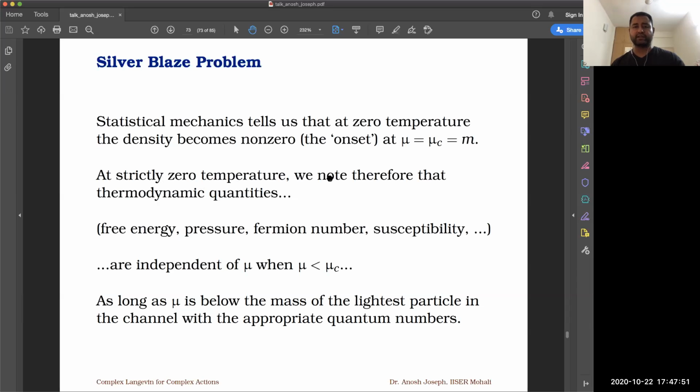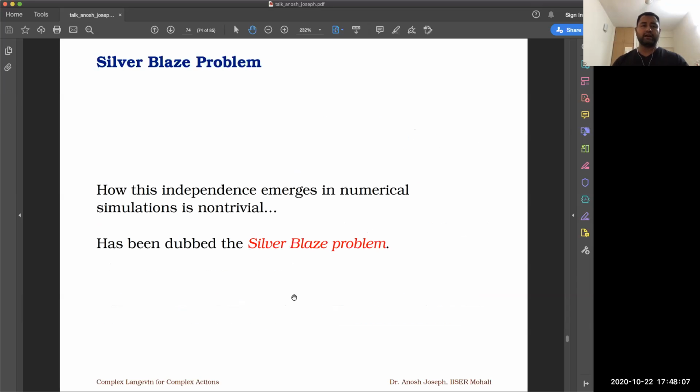At strictly zero temperature, we note that the thermodynamic quantities, free energy, pressure, fermion number, susceptibility, etc., are independent of mu when mu is less than mu critical, as long as mu is below the mass of the lightest particle in the channel with appropriate quantum numbers. So now the question is how this independence emerges in numerical simulations. It is a non-trivial question, and this is known as the Silver Blaze problem.